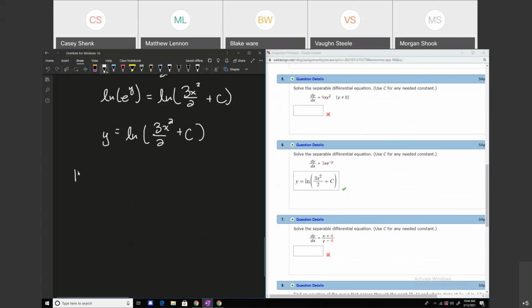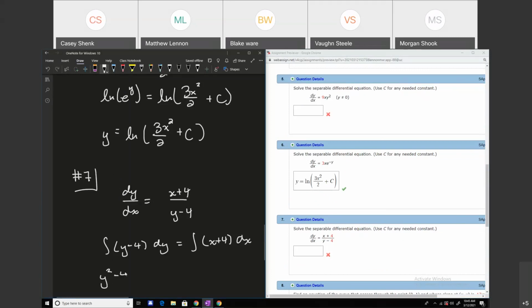Let's go ahead and do number 7 as well. So we have dy over dx is x plus 4 over y minus 4. Again, essentially you're just cross multiplying here. So you get y minus 4 times dy is x plus 4 times dx. Integrate both sides. So you get y squared over 2 minus 4y equals x squared over 2 plus 4x plus a constant.